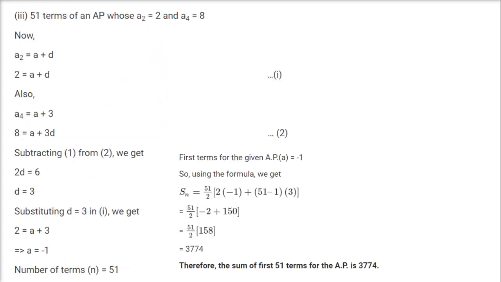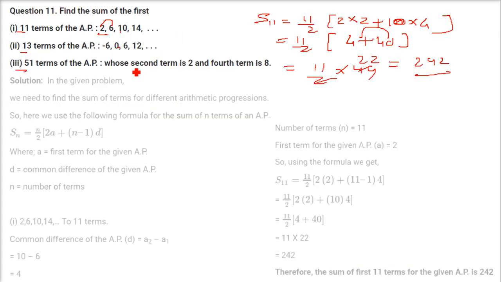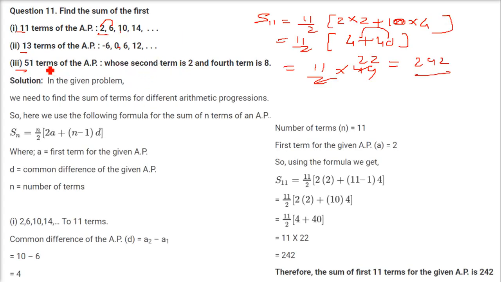I'll take this one. The question is, find the 51st term of an AP whose second term is 2 and fourth term is 8. So what is the second term? A2 is a plus n minus 1 into D, a plus 2 minus 1 into D, that is a plus D. This is 2. And what is the 4th term? A plus 3D. This is going to be 8.